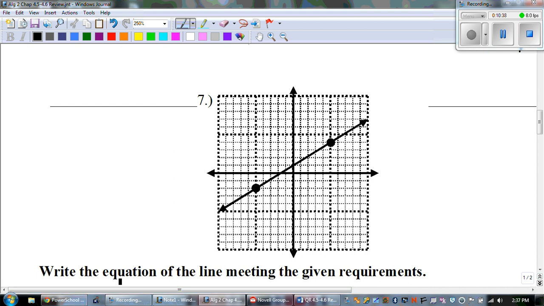Okay, so once again, we have to write the equation through the given points. Okay? So let's take a look at number 7. The two things that we need are the slope and the y-intercept.